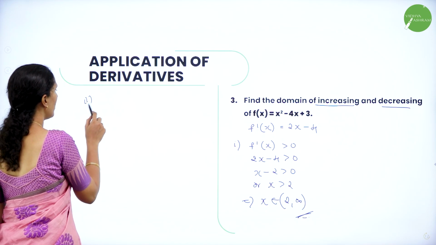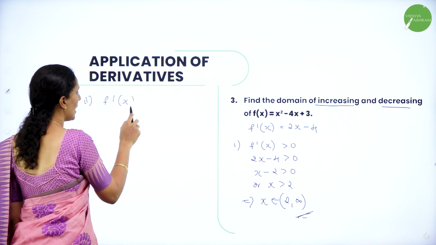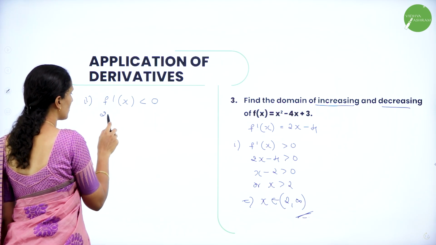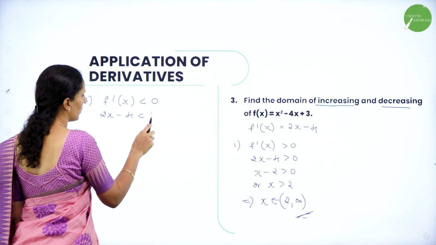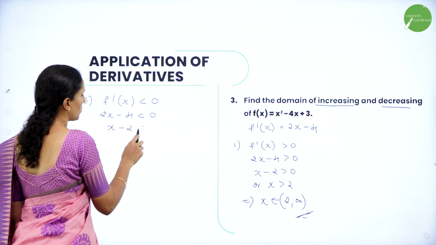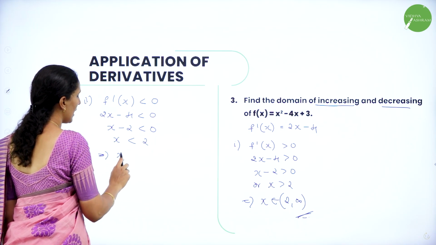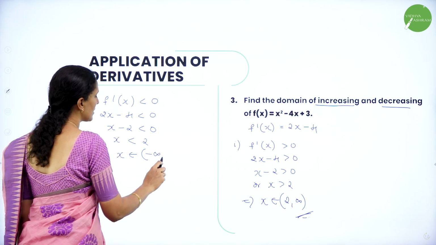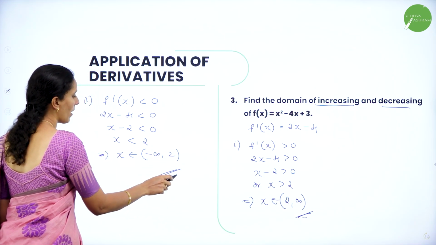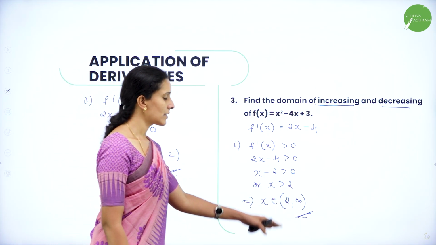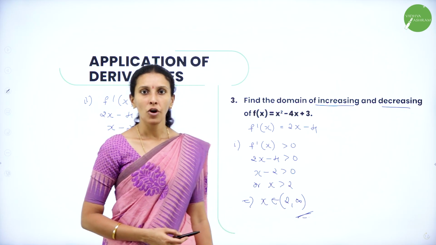And for the second one, f dash of x is less than 0, which means 2x minus 4 less than 0, x minus 2 less than 0, x is less than 2. So this implies x belongs to the interval (minus infinity, 2). So this is the domain of the decreasing function and this is the domain of the increasing function.